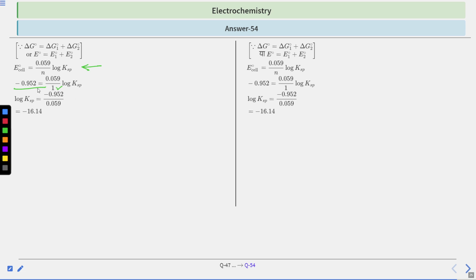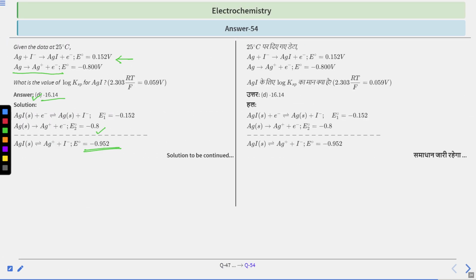So log Ksp is minus 0.952 divided by 0.059, and it is coming out as minus 16.14. So log Ksp is equal to minus 16.14, and thus option D is the correct answer.